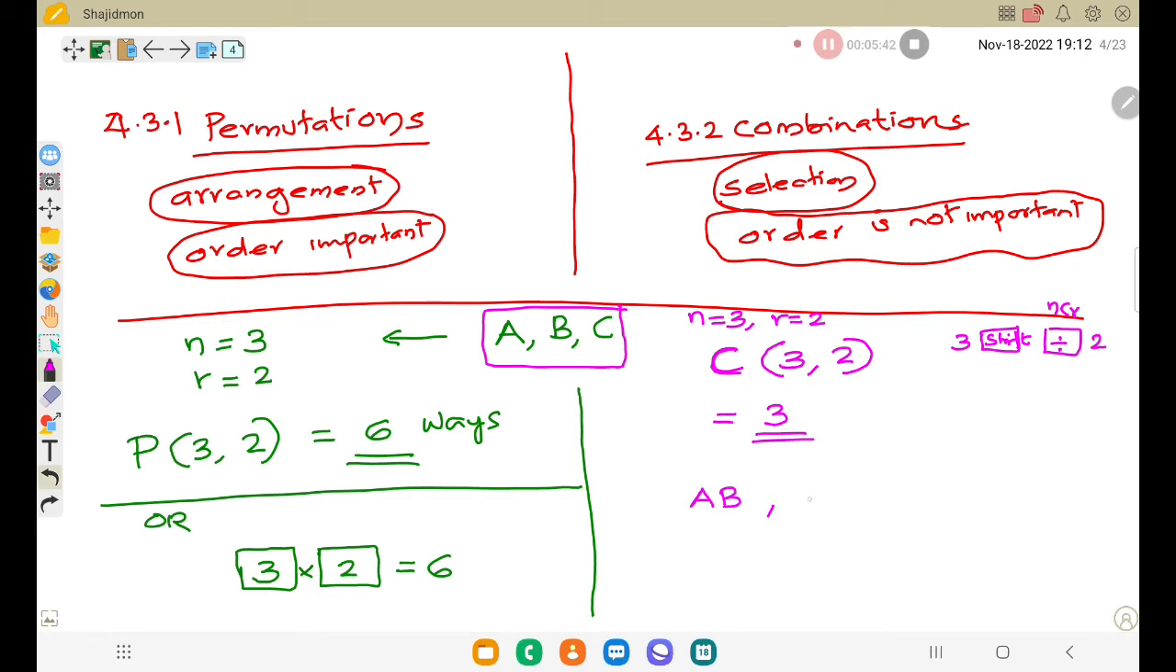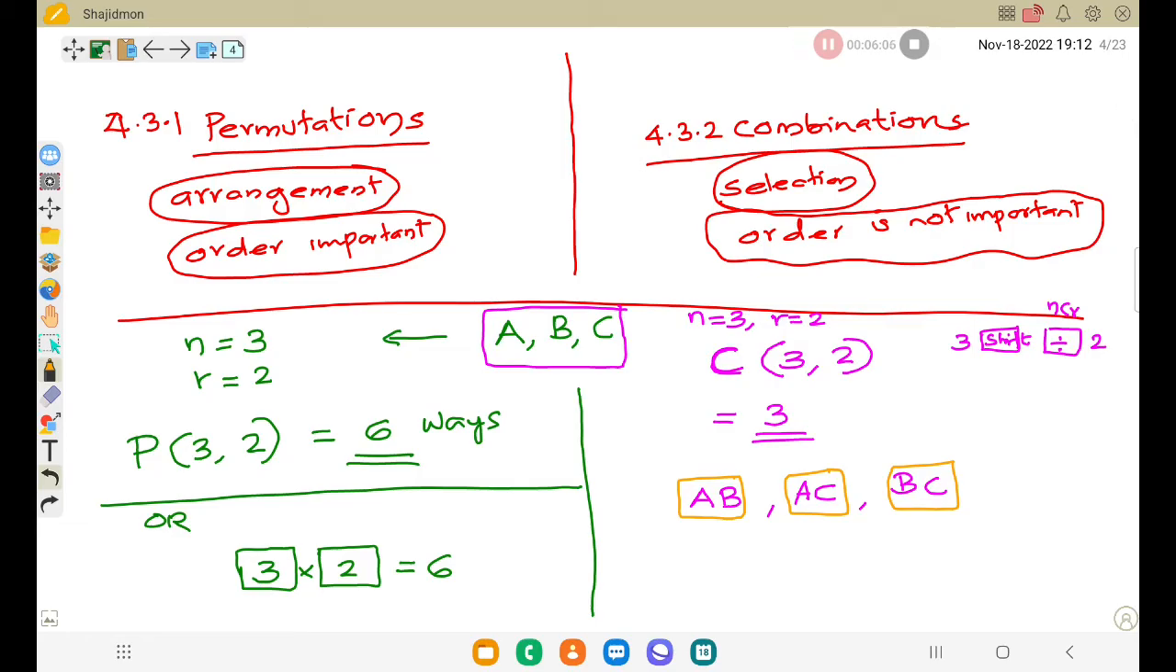What is the next combination? We can choose the letter A and the letter C. This is the second combination. We can select the letter B and the letter C. This is the third combination. So how many combinations are we getting? AB is 1, AC is 2, and BC is 3. So totally we have 3 combinations for selecting the objects.